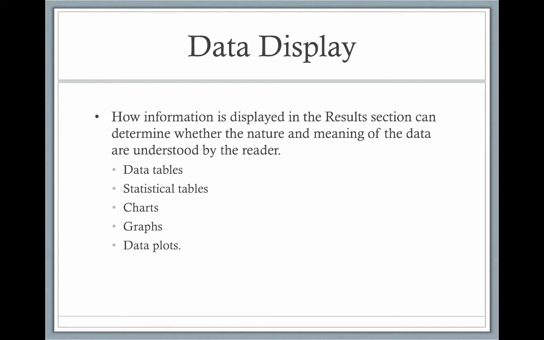Data display. How the information is displayed in the results section can determine whether the nature and the meaning of the data are understood by the reader. So data tables, statistical tables, charts, graphs, data plots. The authors need to decide what they want to put in based on their space limitations to best tell the story.